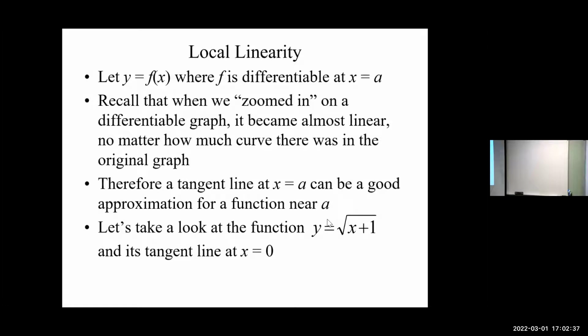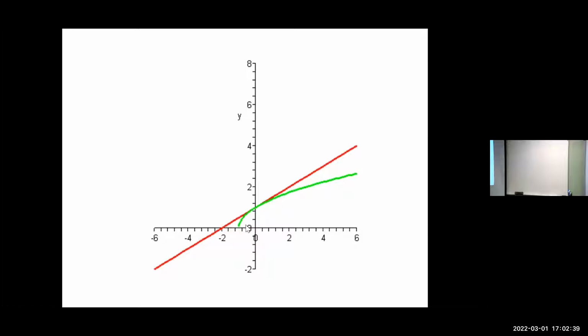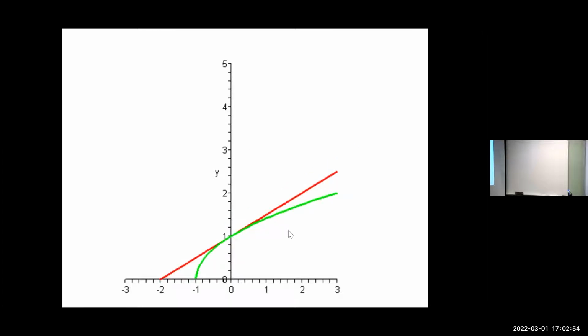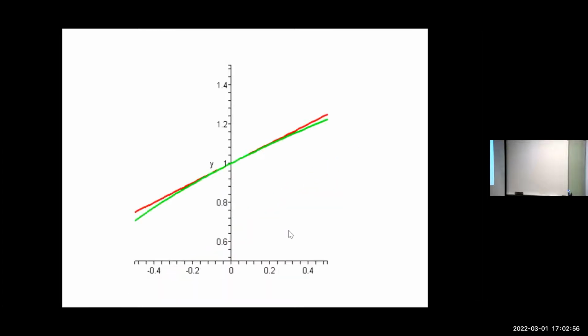So this would be the function of the square root of x plus 1 along with its tangent line at 0, right? We can see, okay, a lot of overlap here, but they basically diverge as we go to the left and to the right. Well, as we zoom in, this is what local linearity says.